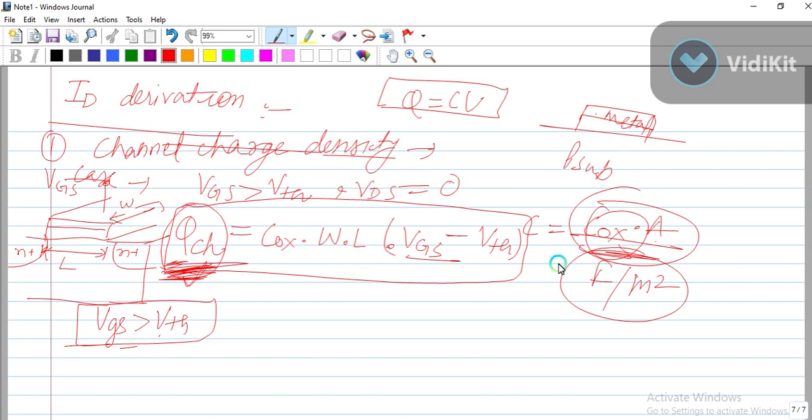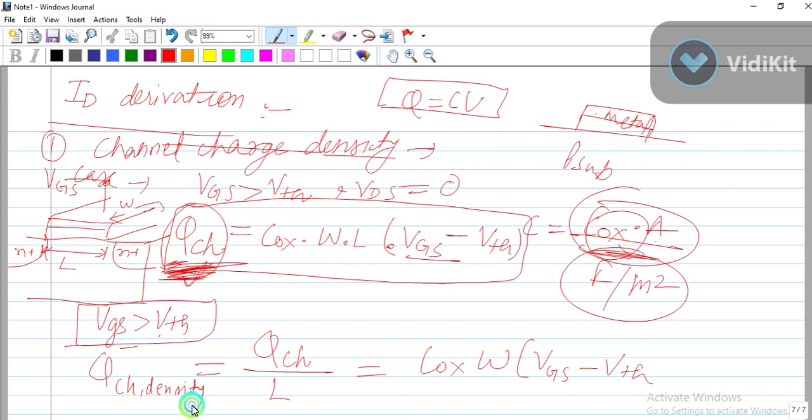One more thing, we can see the charge density, I mean charge per length. It will be Cox W times VGS minus VTH, and we can call it Q channel density. Now let's go to the next page. This is our first equation.